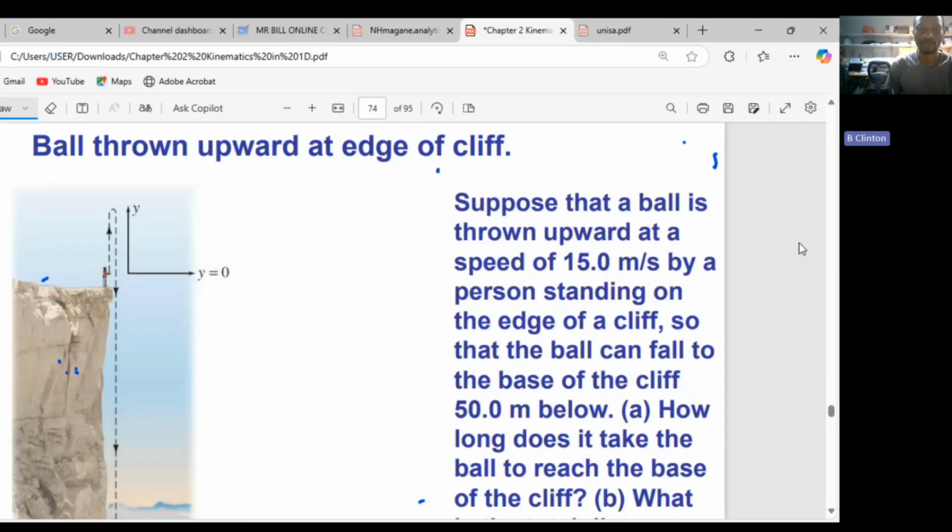Welcome once again, and today we are going to look at a tutorial still in physics, forces and Newton's laws of motion. But today we are going to focus on a tutorial based on an object which is thrown upward.